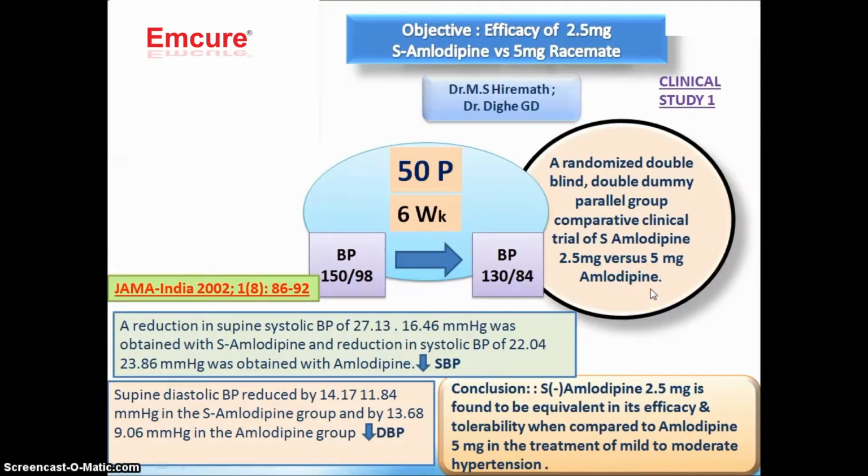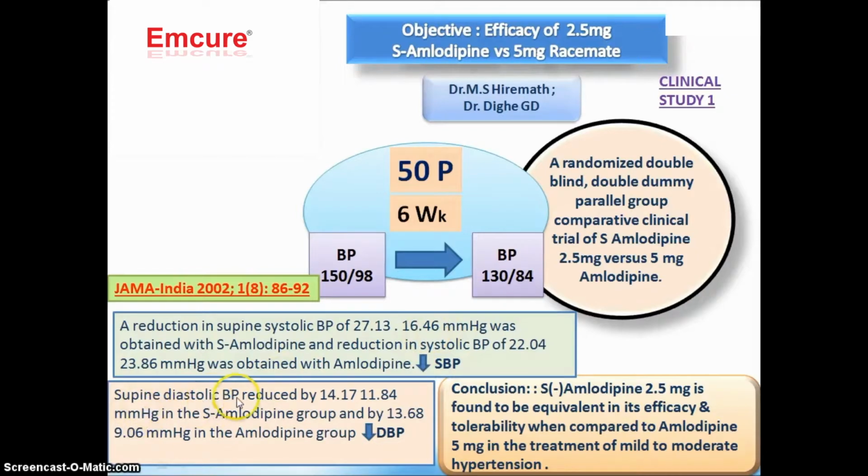Well, what were the outcomes of this trial? A reduction in supine systolic blood pressure of 27/16 millimeters of mercury was obtained with S-amlodipine, and a reduction in systolic blood pressure of 22-23 millimeters was obtained with amlodipine. So there was a reduction with both drugs, for example with S-amlodipine 2.5 milligrams and 5 milligrams of the racemate in systolic blood pressure.